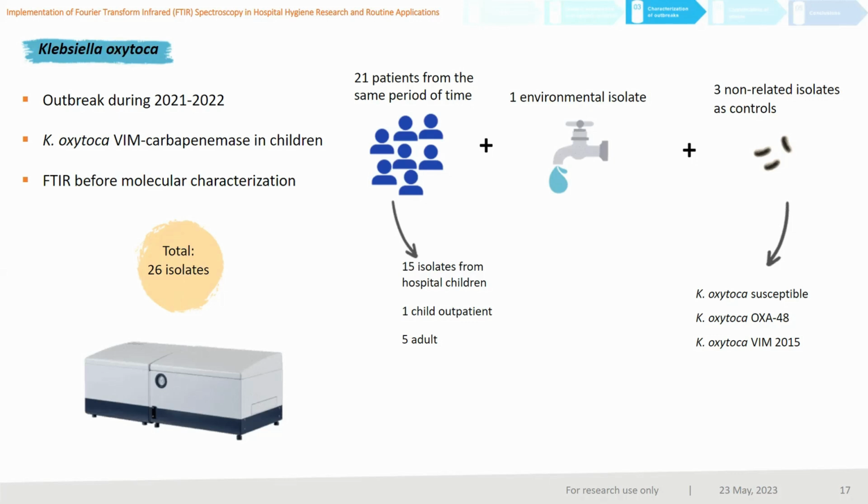To ensure accurate analysis, we also included control strains that were clearly not related with the outbreak: 1 susceptible isolate, 1 carbapenemase-resistant isolate with OXA mechanism, and 1 VIM isolate obtained in previous years that was most likely not related with the current outbreak.